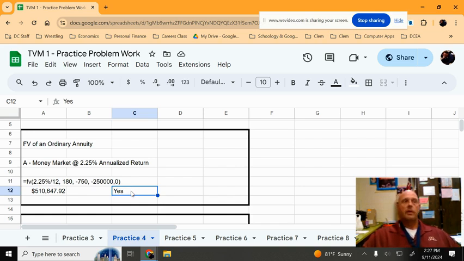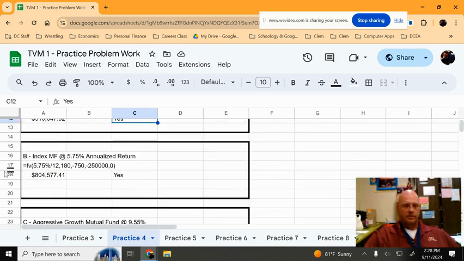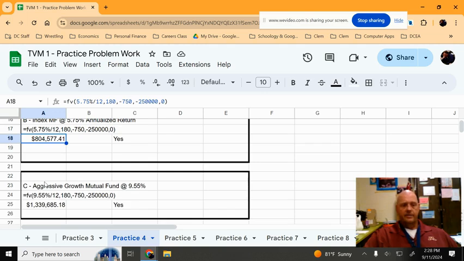Now, all of the other pieces to the puzzle are the exact same for B and C. They have a greater rate of return, so it would logically say yes, the index mutual fund will achieve that goal. The actual number is $804,000. And again, C is in CAT, our aggressive growth mutual fund, at 9.95%. That's going to be $1.3 million.